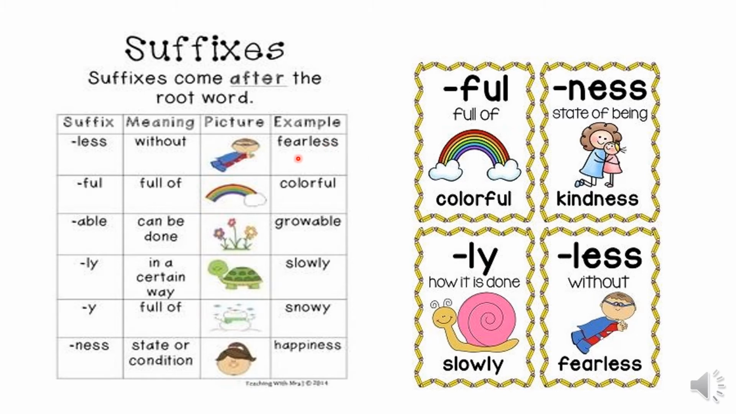So we have here examples of root words with suffixes such as fearless, colorful, growable, slowly, snowy, happiness. We can say that the snail walks slowly. The rainbow is colorful. Kindness, fearless, so without fear.